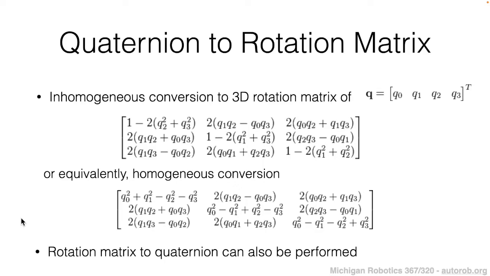And so we can go from the quaternion to a rotation matrix, and also we can go the other way. We can take a rotation matrix and compute what the corresponding quaternion would be.